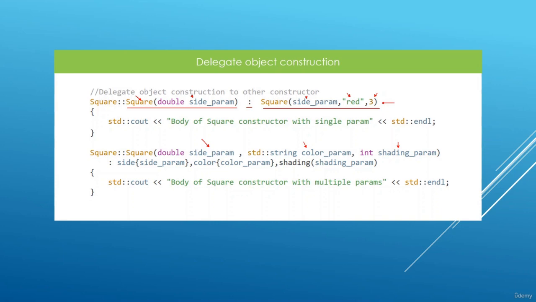And the construction work for our object is no longer going to be done by this constructor here. It's going to be done by the three param constructor, and when the job is done, we're going to hit the body of the one param constructor here. So we need to think about the sequence of events when we have constructor delegation involved.